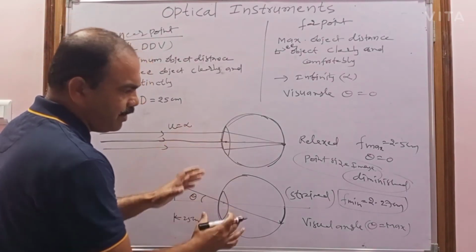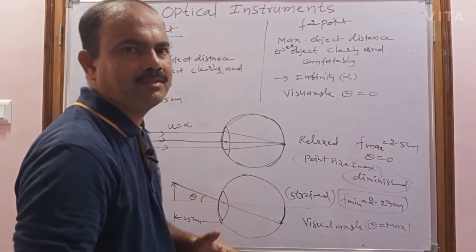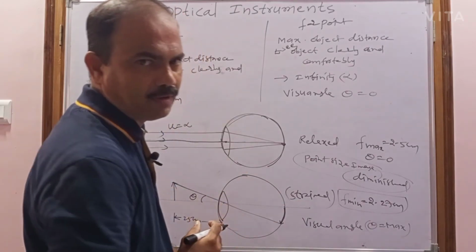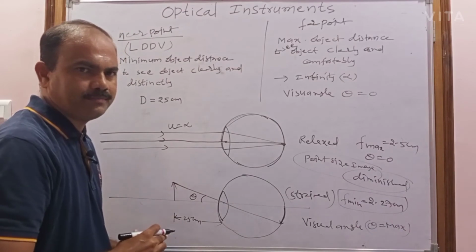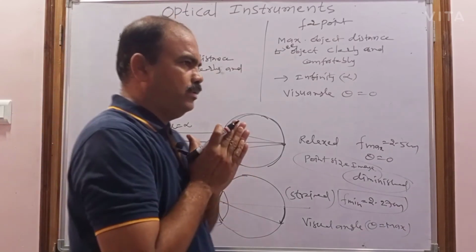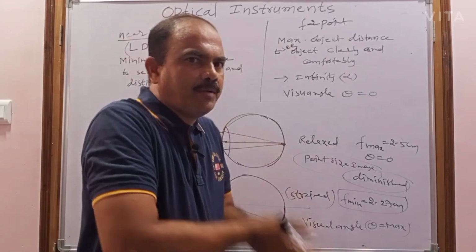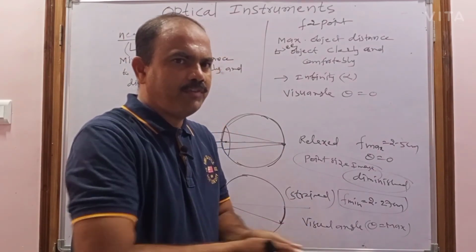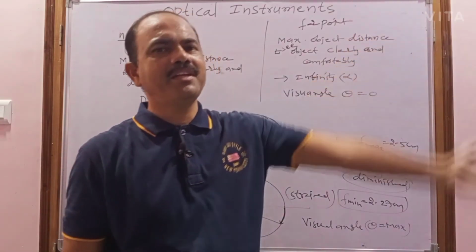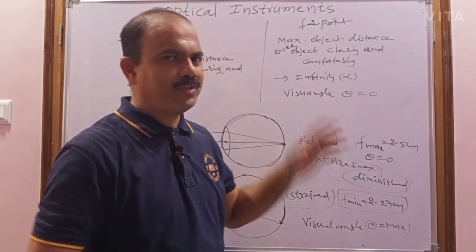The eye can adjust its focal length, which is known as accommodation. I already explained this in the structure of the human eye. Our eye will be comfortable and relaxed with the help of the optical instrument, where we have to form the image at infinity. That is the use of the optical instrument.